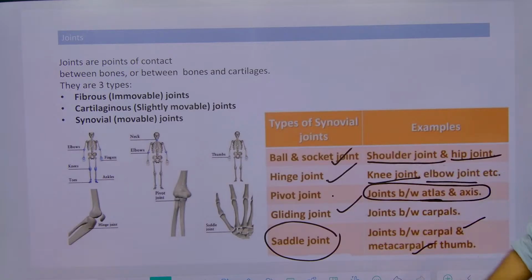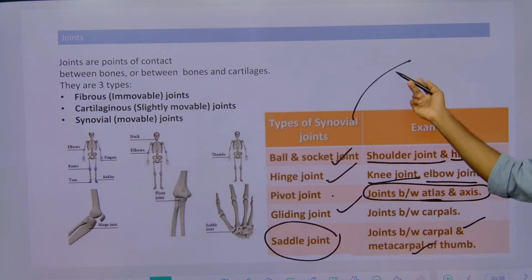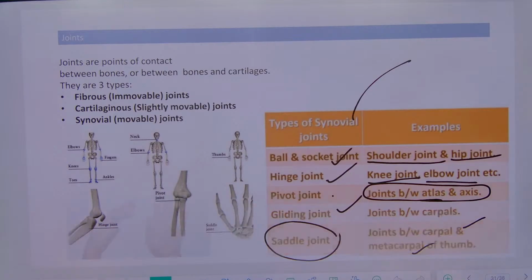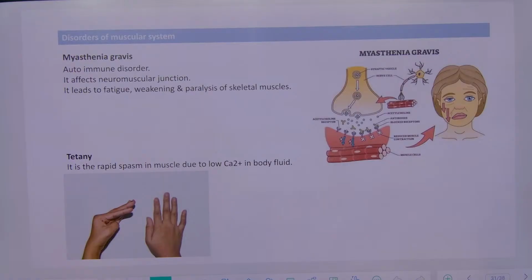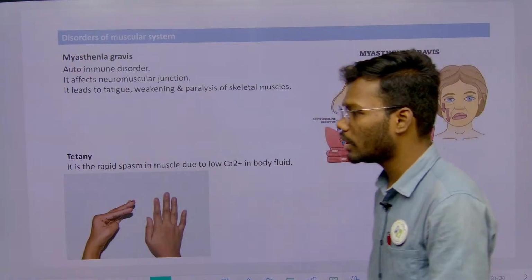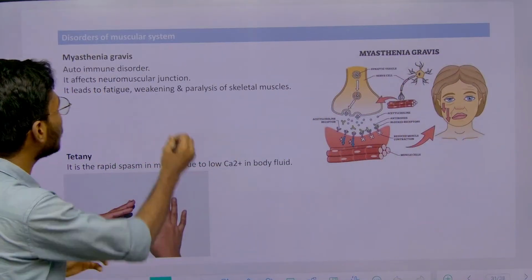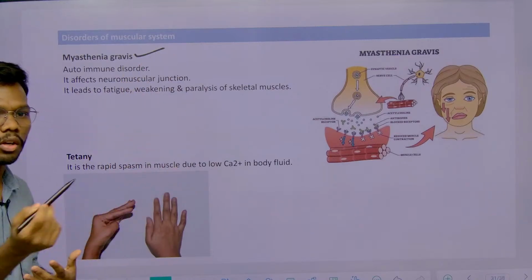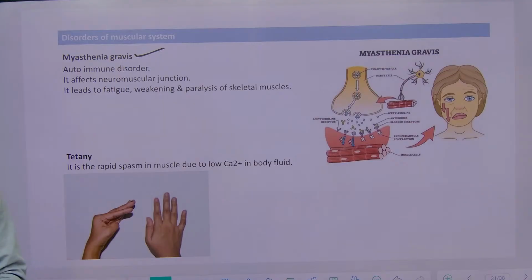These joints are movable joints. Whenever we are moving all these things, you need to remember, these are all synovial joints. Based on the location, we have different types of synovial joints. After this we have disorders. We have a few disorders. They will give the name of the disorder, and they will ask the function or the symptom of the disorder, why it is caused.